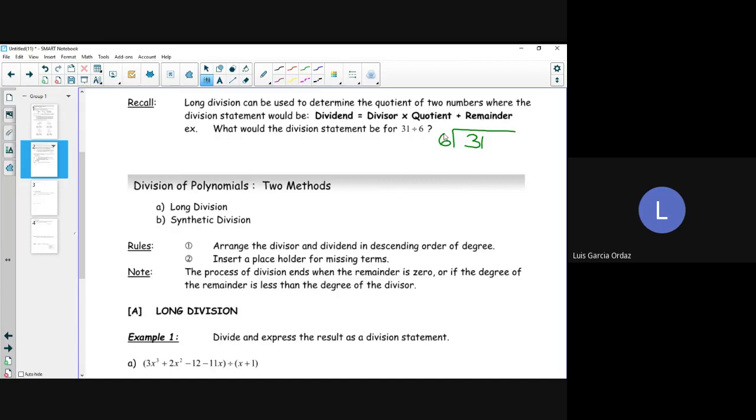So this, the 31, is your dividend. The only dividend that's good in life is those you get from stocks. Okay. 6 is your divisor.